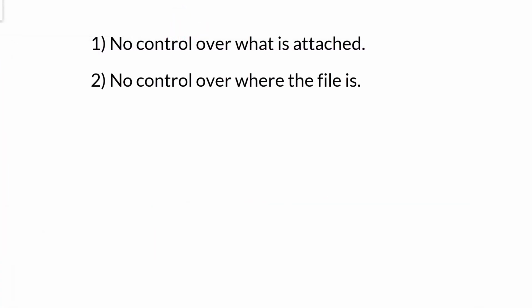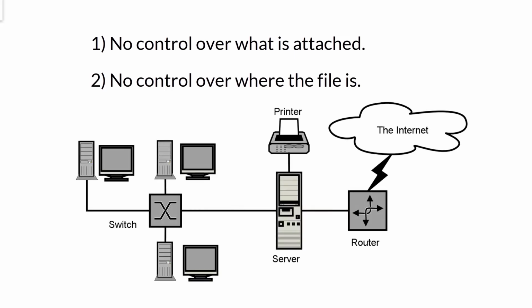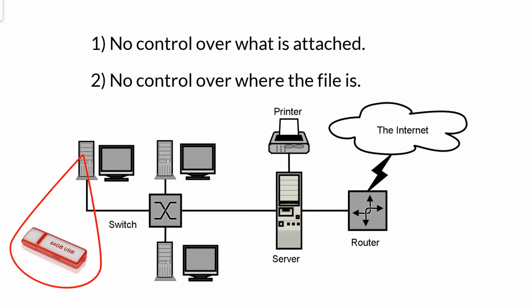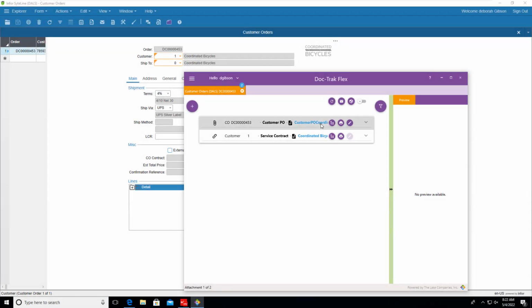Secondly, there's no control over where the attached file is located. A user might attach files from anywhere, whether it's a network location, their own workstation's hard drive, or even a flash drive. If others don't have access to the file location, they'll get an error like this when they try to open it.